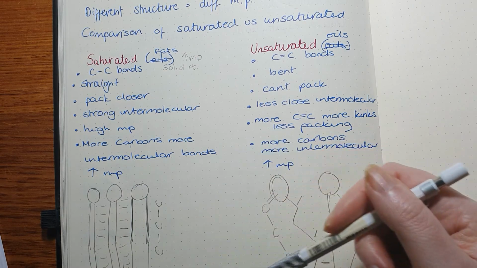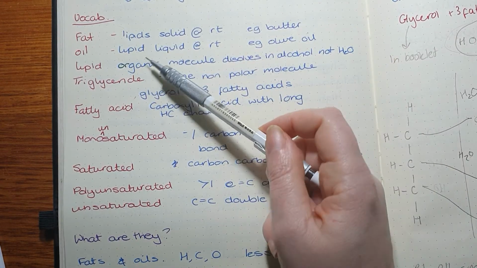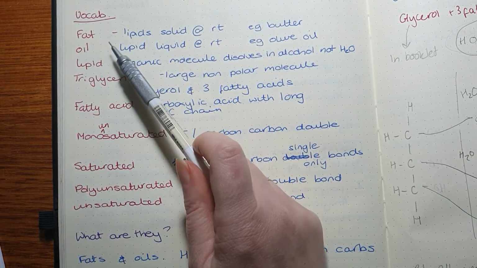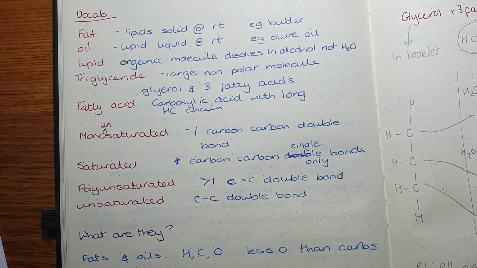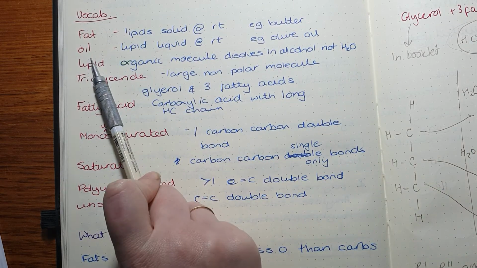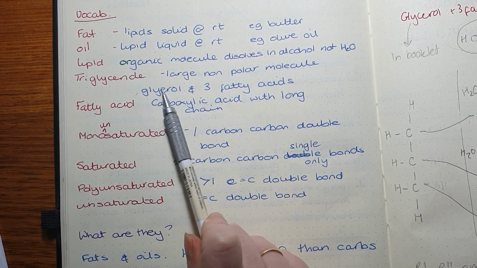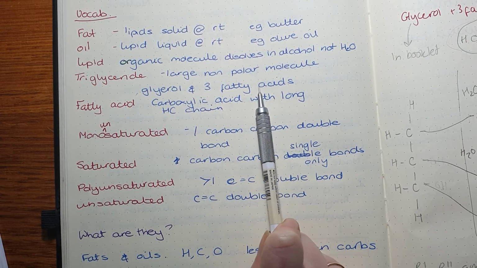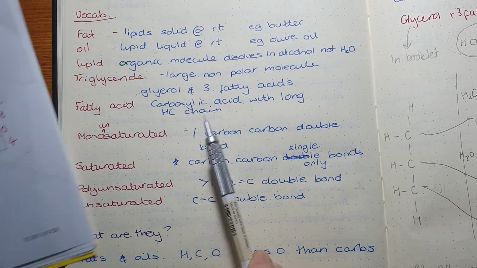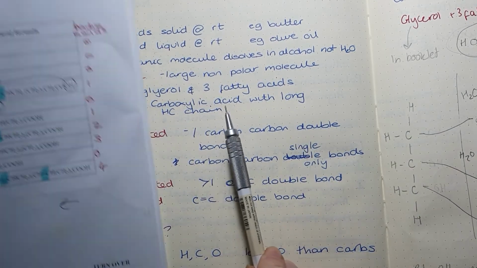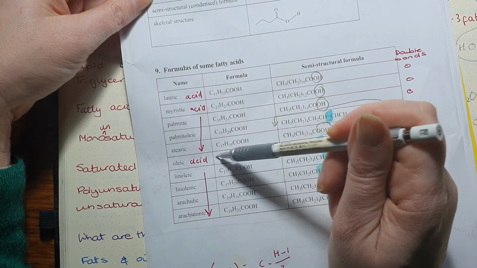So that's the takeaway from this unit. So lots of terms, we'll come back to them. Fat and oil, so that's our difference between our butter and olive oil. Lipid is an organic molecule that we're talking about in this unit, but it also includes other ones that you don't need to know. Triglyceride is our large non-polar molecule that has a glycerol and our 3 fatty acids. What's a fatty acid? It's a long carboxylic acid with a long hydrocarbon chain, as we can see in here. We've got that group here and then this long chain here.